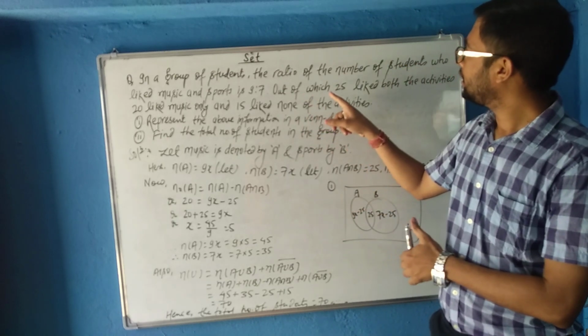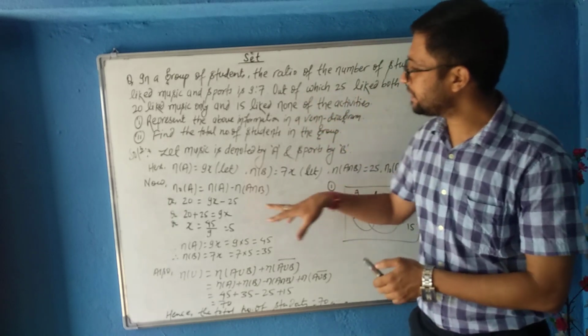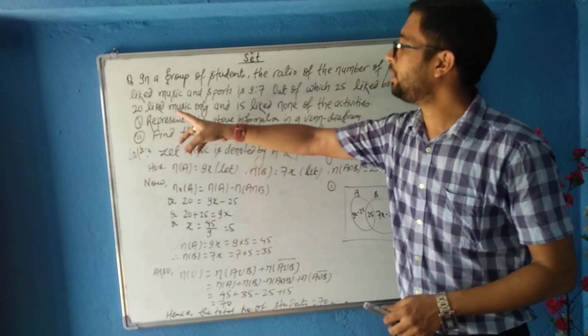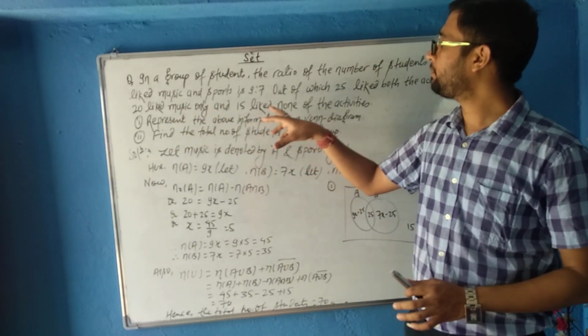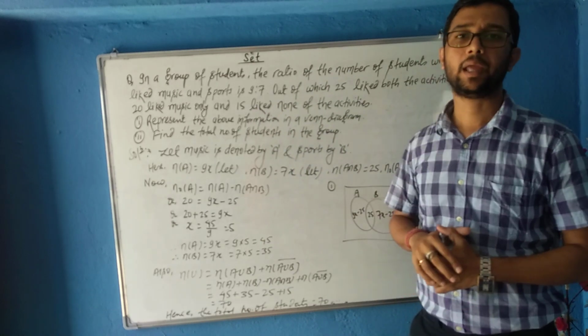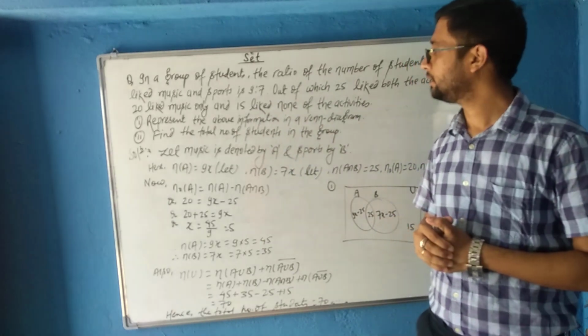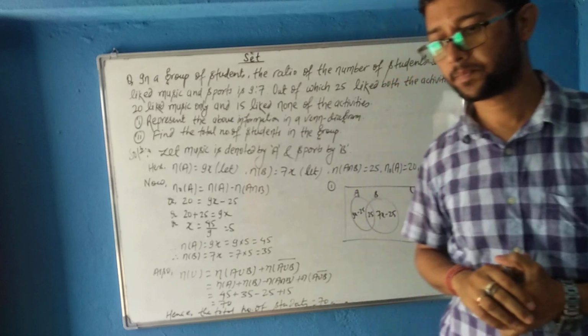Out of which 25 liked both, means intersection. 20 liked music only, means n(A only). 15 liked none of the activities.